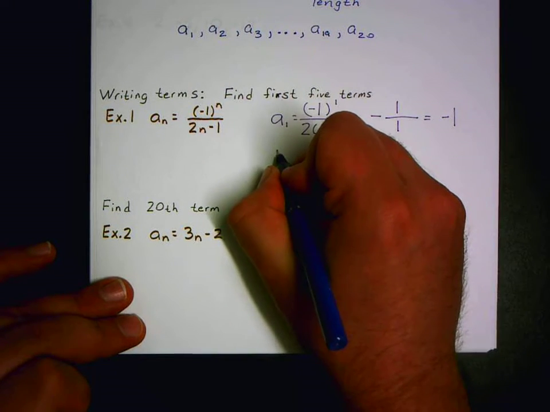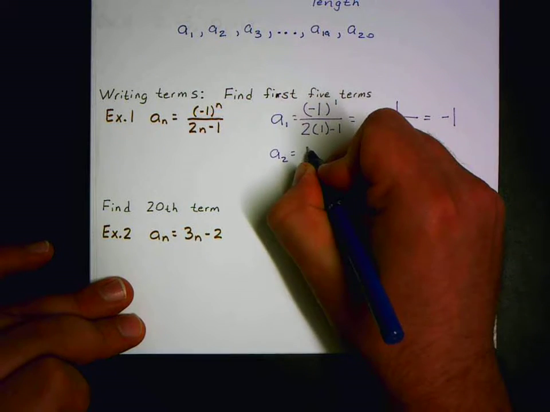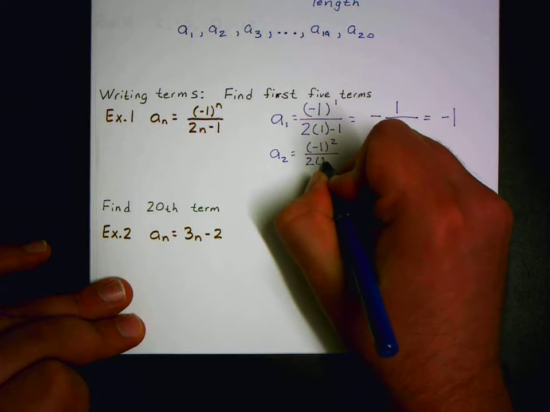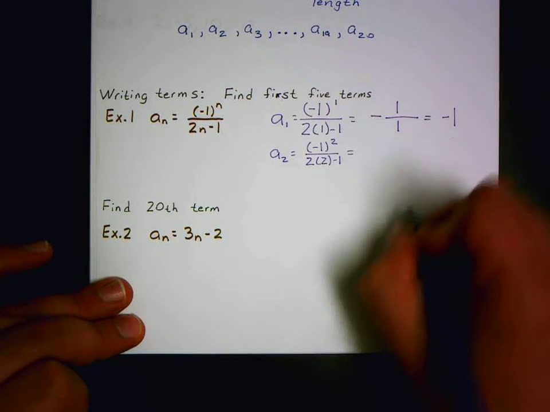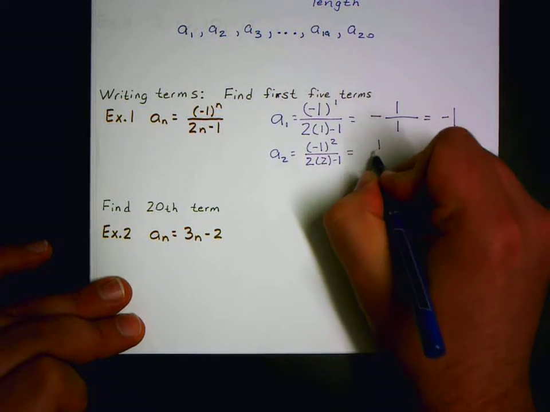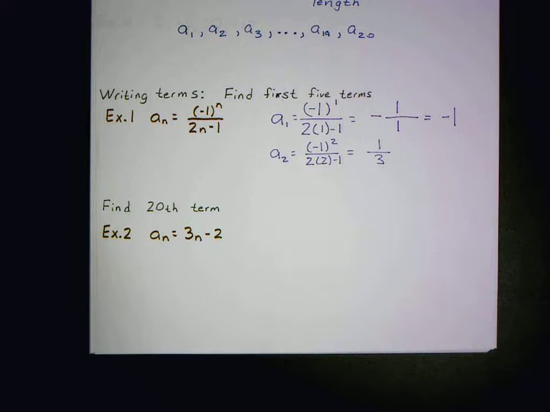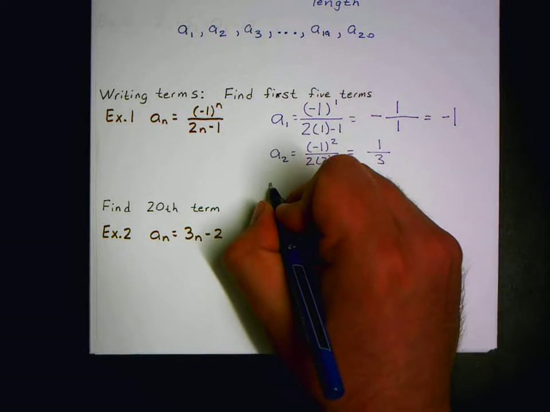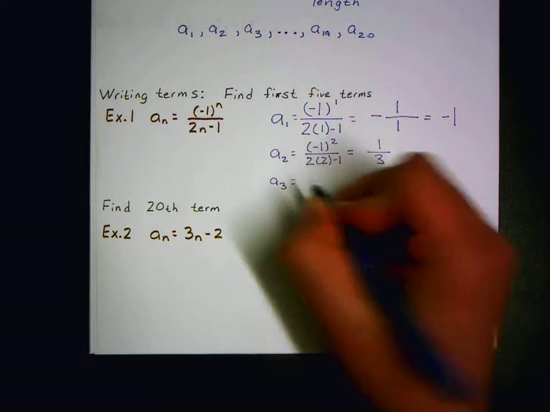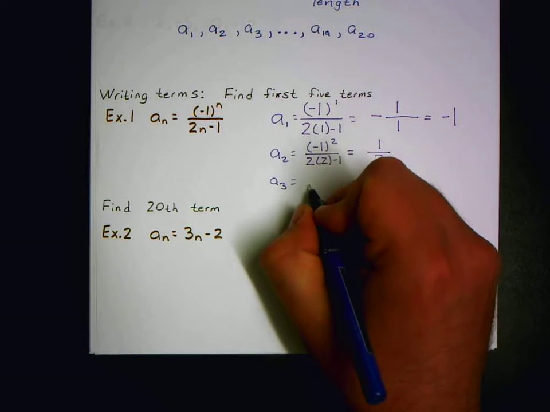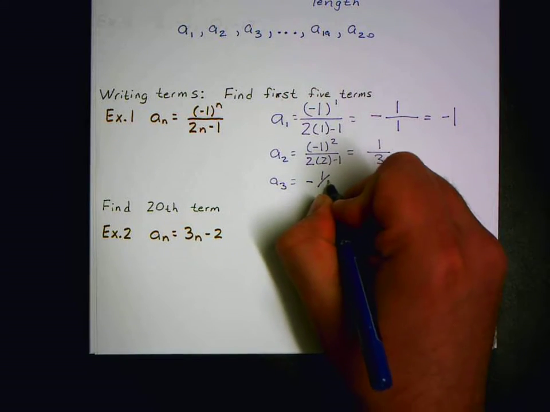So to find the second term, I plug in 2. So negative 1 squared over 2 times 2 minus 1. So negative 1 squared is 1. 2 times 2 is 4, minus 1 is 3. So the second term is 1/3. And after a little while, you can probably do them in your head. Third term, negative 1 cubed is going to be negative 1. 2 times 3 is 6, minus 1 is 5. So my third term is going to be negative 1/5.